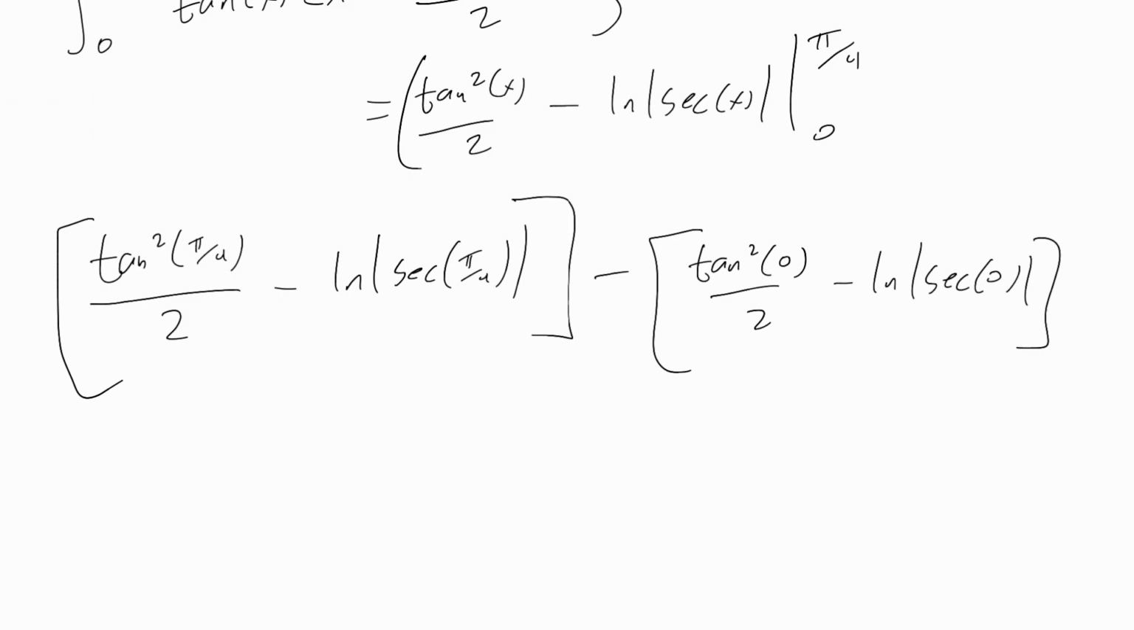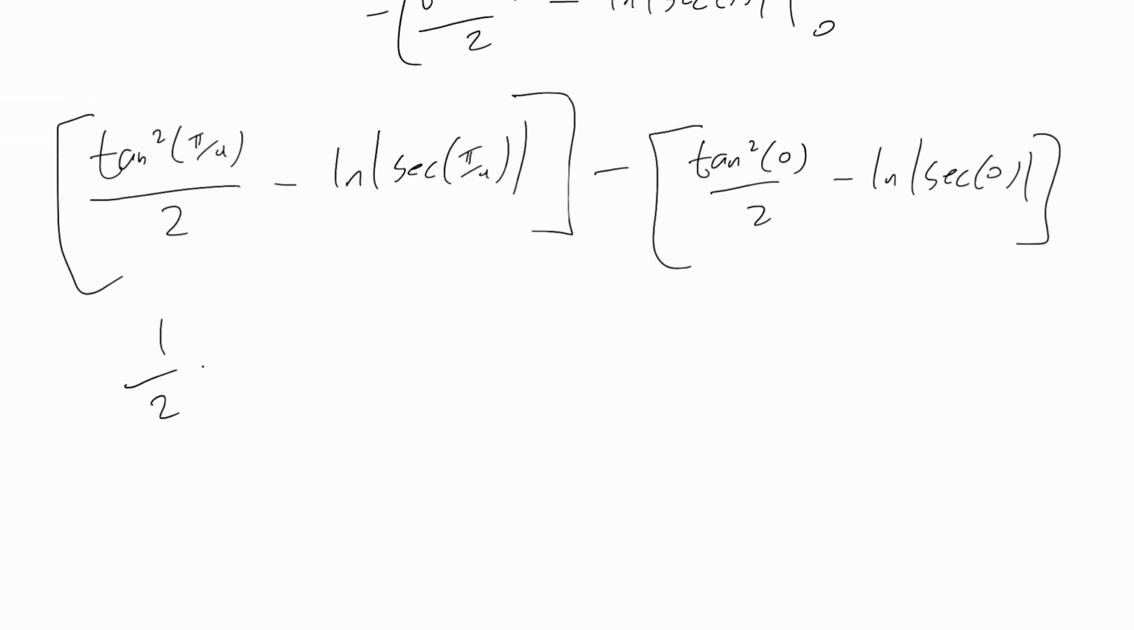And let's go ahead and work over here first. Pi over 4, that's 45 degrees, that's where sine equals cosine, so the tangent of pi over 4 is 1. If we square 1, we get 1, so we get 1/2 minus, and then I don't know how well you remember your unit circle, but the secant of pi over 4 is square root of 2, so we get minus natural log square root 2.